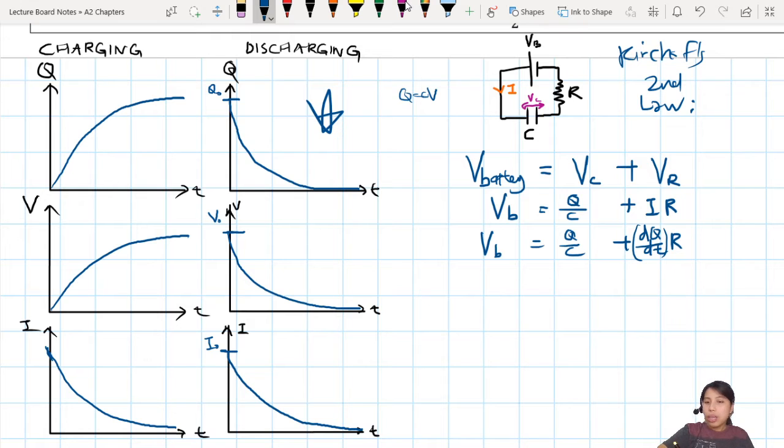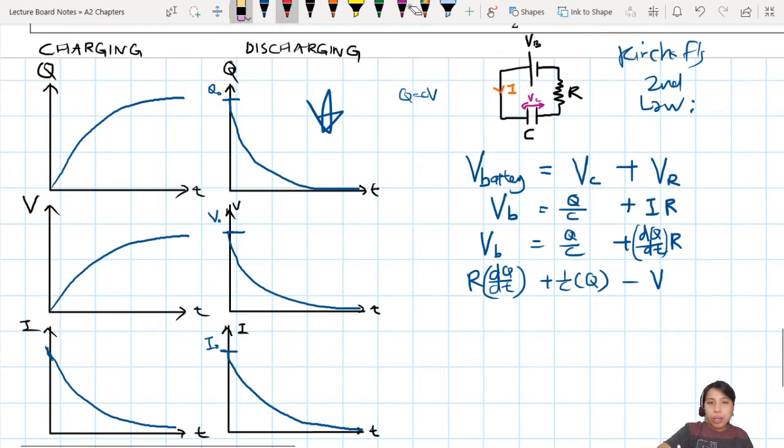Let's rearrange. So you have dQ/dt, usually we write it like this: R dQ/dt plus 1 over C is just a constant, but Q is what we are looking at because Q is on our y-axis. Then the VB, we also move to be on the same side.